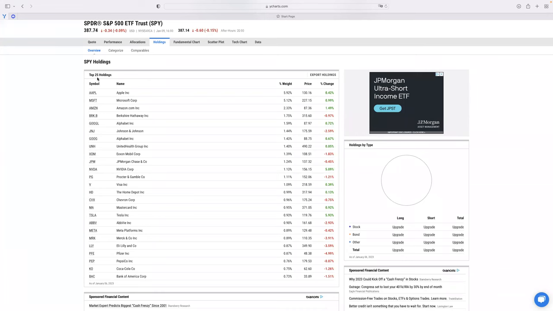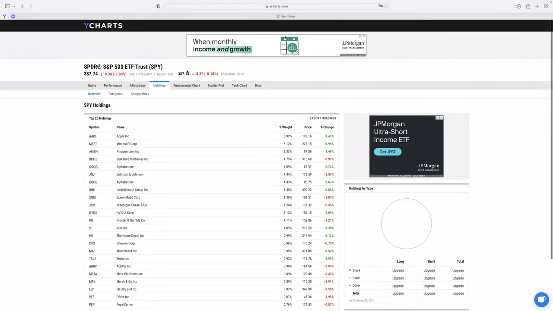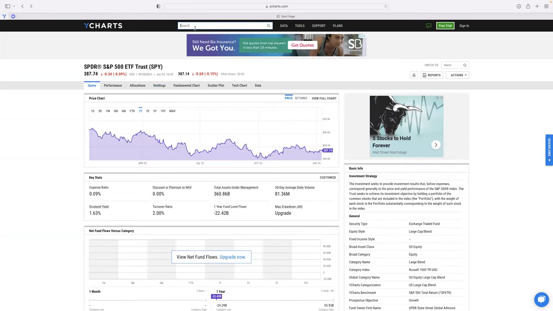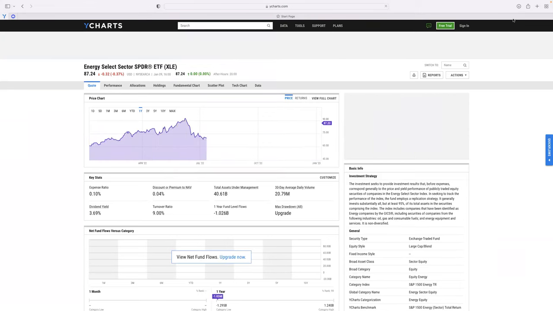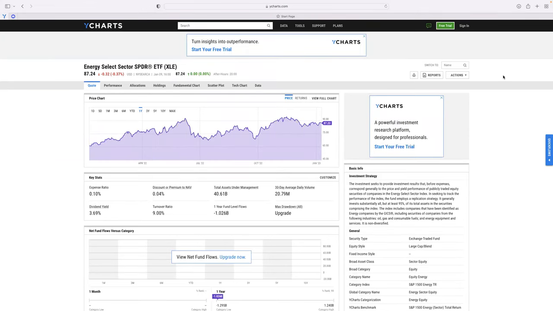So when we come in here, now I want to show y'all, y'all found the XLE. I know all y'all went in there and y'all found it. That was the sector ETF for the energy sector, right? So XLE. Let me hide this thing. Why is this up here?